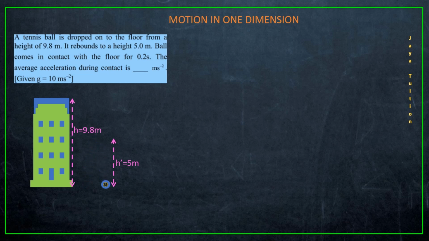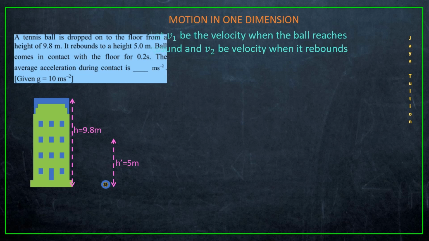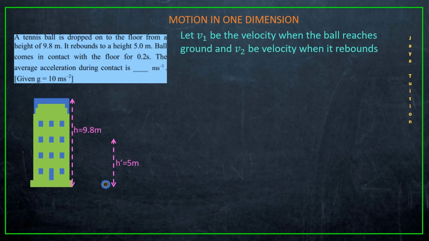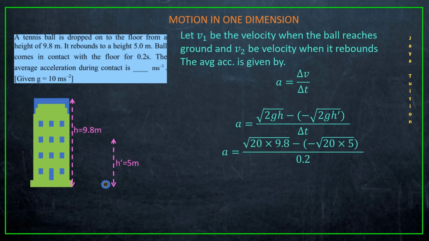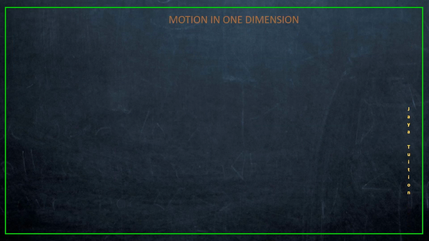Let v1 be the velocity when the ball reaches the ground and v2 be the velocity when it rebounds. By definition, the average acceleration will be equal to delta v by delta t. When the ball hits the ground, the velocity v is given by root of 2gh. And when the ball rebounds back to height equal to h dash, the initial velocity will be equal to root of 2gh dash. Taking the difference of these two velocities, we get the value of acceleration to be equal to 120 meters per second square.